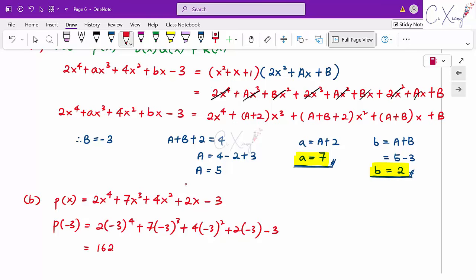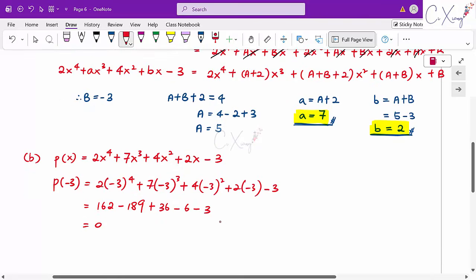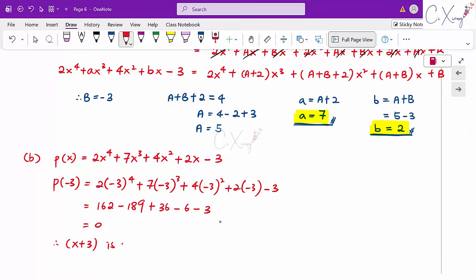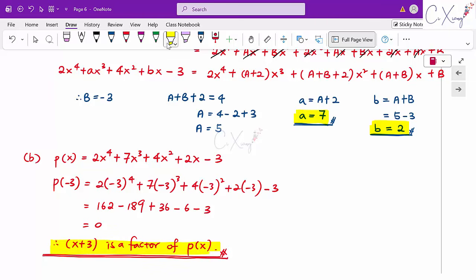So I'm having 162 minus 189 plus 36 minus 6 minus 3. So I get a 0. Once you get a 0, that means x plus 3 is a factor of your p(x). Factor means that when you divide it, there's no remainder. So by using the factor theorem, as long as you get p(a) equals 0, x minus a will be a factor of that polynomial. Okay, so this is how we solve this question.